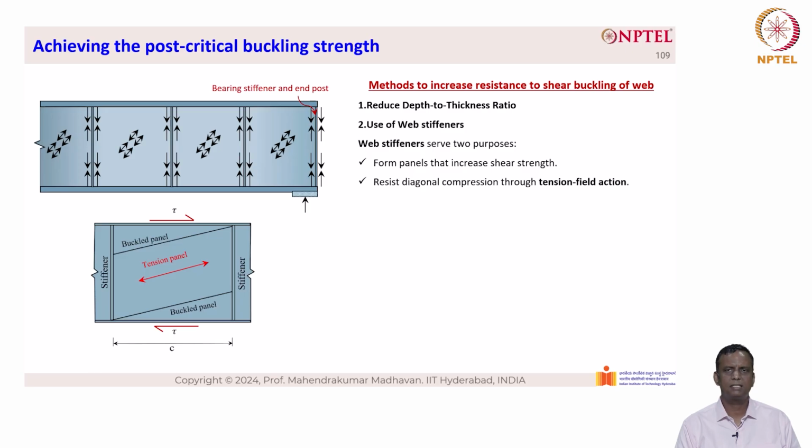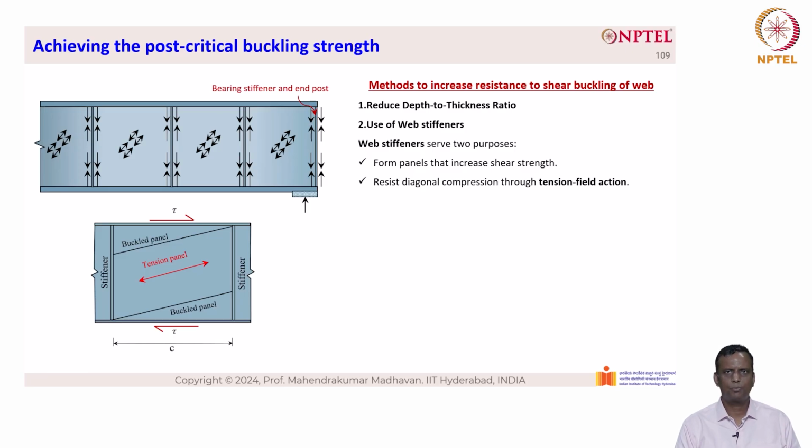One is called a bearing stiffener, another is called an intermediate transverse stiffener. The ones used at places where the load is applied and at the support locations are bearing stiffeners. As the name indicates, it bears, and there is contact between the top flange as well as the bottom flange, and there is a load transfer that takes place as a result of the vertical loading at the concentrated locations.